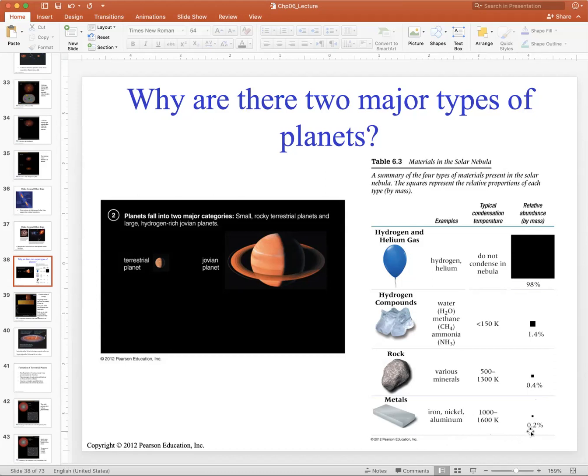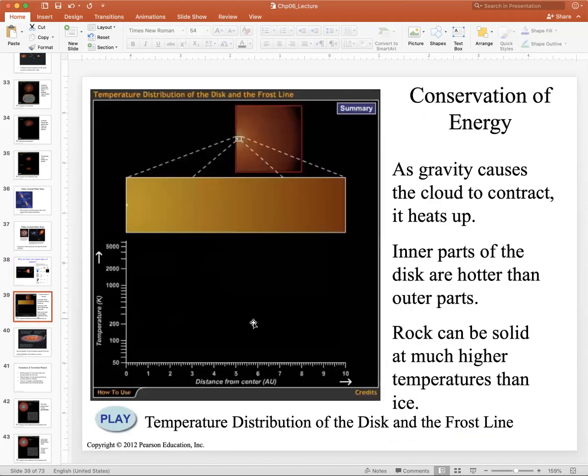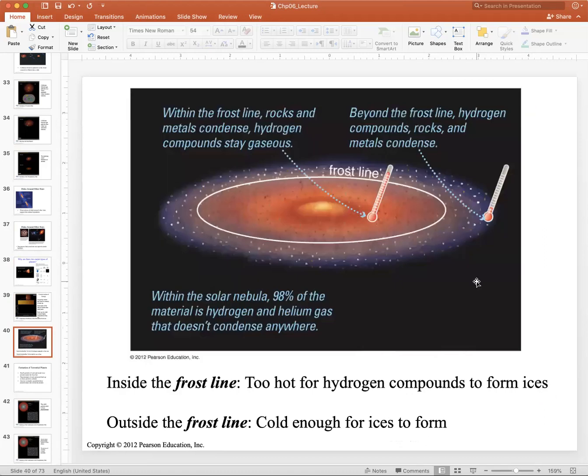And they made up to 0.2% of the material. So most of the solar nebula is hydrogen and helium for sure. And so as you're getting closer to the central star, you are in fact closer to the higher temperature. Okay, so that's why we have a frost line.